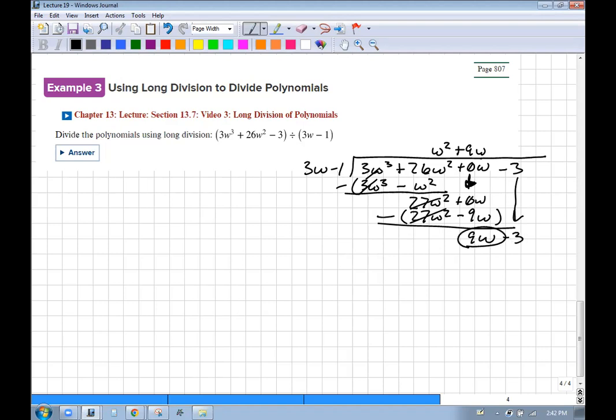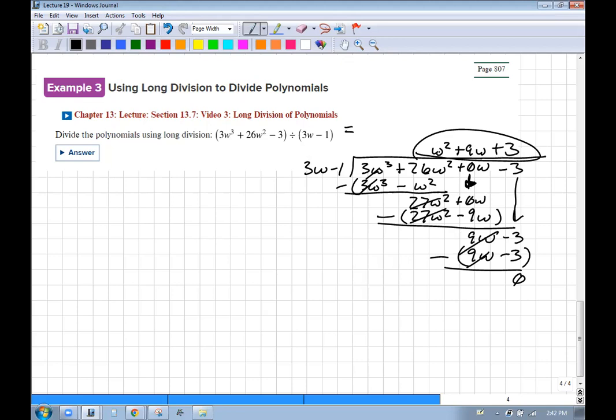So now we need to get a 9w from a 3w, which means we need a 3. 3 times 3w gives us our 9w, but we also get a minus 3 out of it. If we subtract these, those cancel. Minus 3 plus 3 gives us 0. So this is our answer. There's no remainder. It factors in completely.